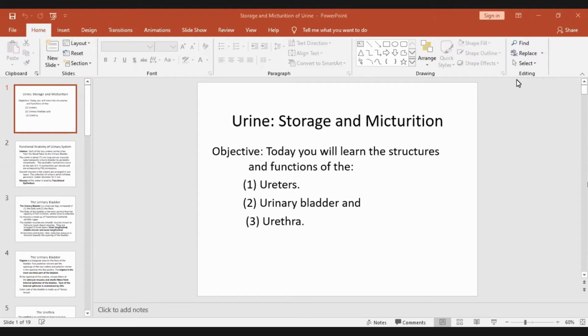There is another important thing in the bladder: urine is coming from the kidney and ending in the bladder.